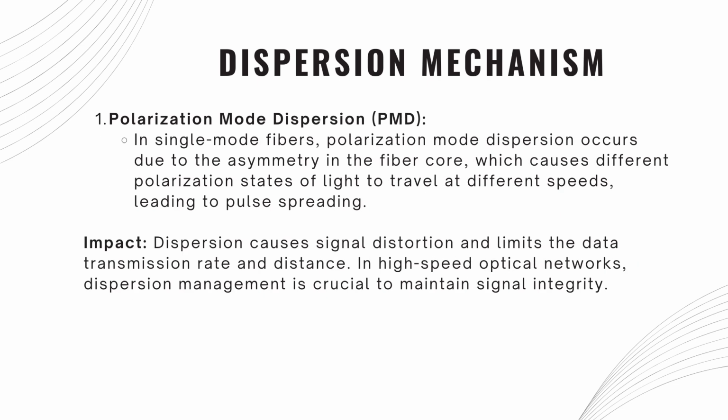Polarization mode dispersion, PMD. In single-mode fibers, polarization mode dispersion occurs due to the asymmetry in the fiber core, which causes different polarization states of light to travel at different speeds, leading to pulse spreading. Impact. Dispersion causes signal distortion and limits the data transmission rate and distance. In high-speed optical networks, dispersion management is crucial to maintain signal integrity.